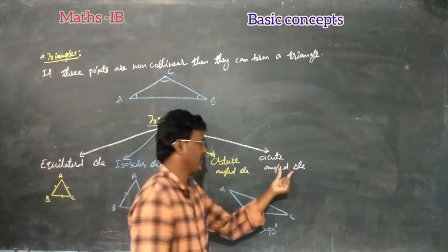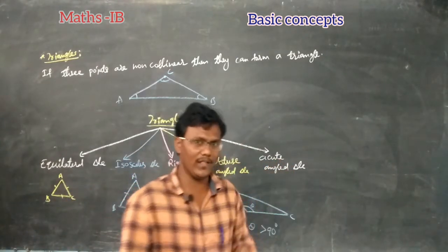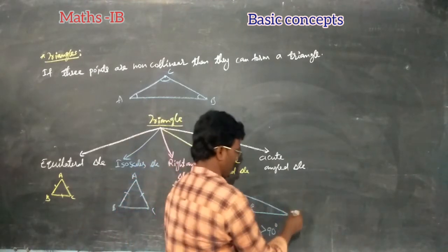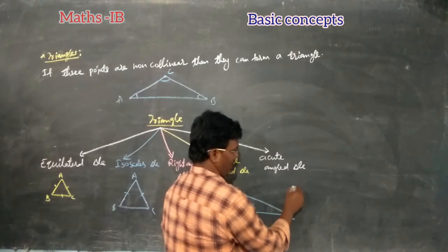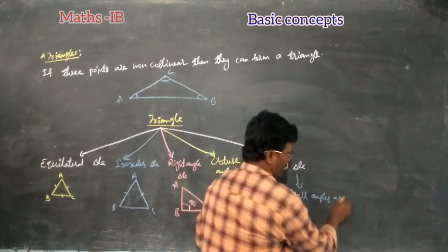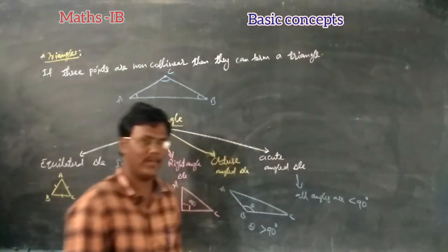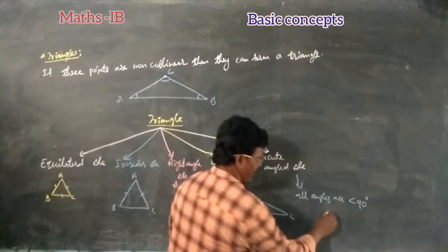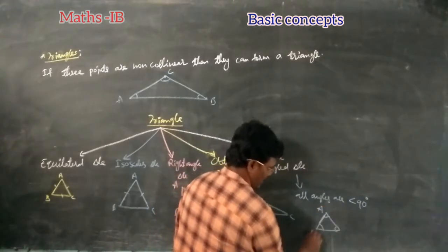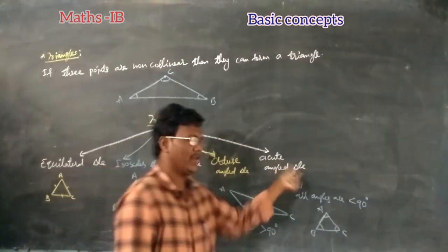Next, acute angle triangle. Acute angle triangle means all the angles measured should be less than 90. All angles are less than 90 degrees. So that is the diagram here. These angles are less than 90, and it is called an acute angle triangle.